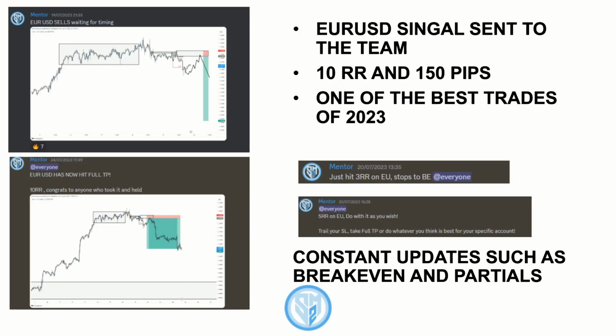So before we get onto the good stuff, let's just quickly go over this trade and how it was sent to the team as a signal in the time of around July. So a mid-year trade. Yeah, it ran for over 10 hours, 150 pips, and it was of course one of the best signals that I sent for 2023. You guys can see here the before and after. So sent here, entry SLTP, and then over here full TP, as well as the constant updates such as break even and 5RR, take partials, etc.